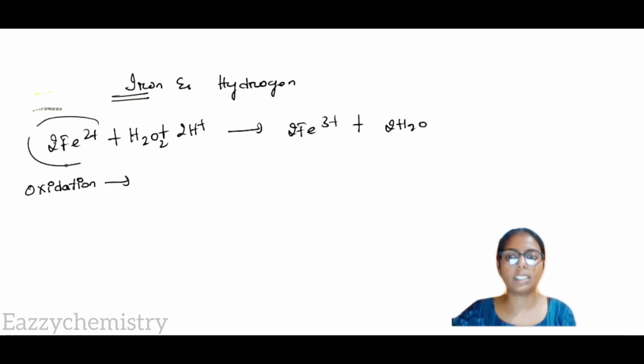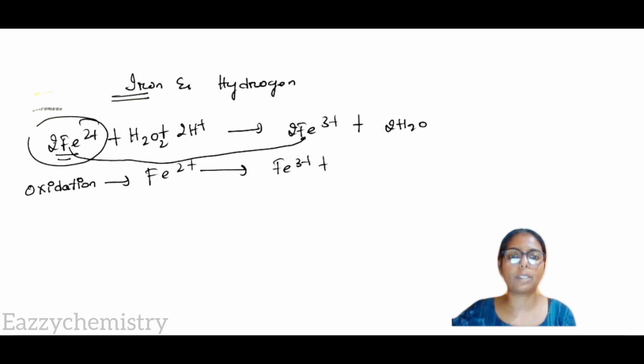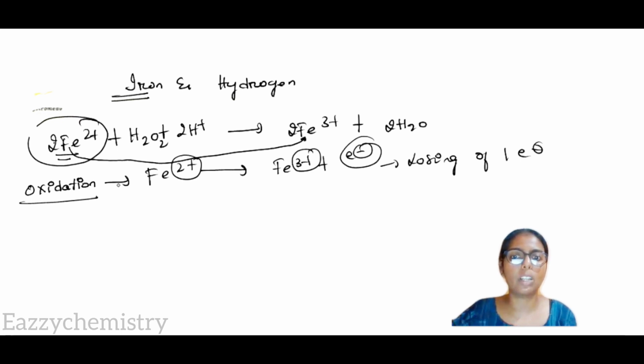So here oxidation takes place in iron, Fe2+. It converts into Fe3+ by losing an electron. One electron gets lost, and that's why 2+ converts into 3+. After losing 1 electron, the losing of 1 electron takes place. So that's why this undergoes an oxidation reaction.